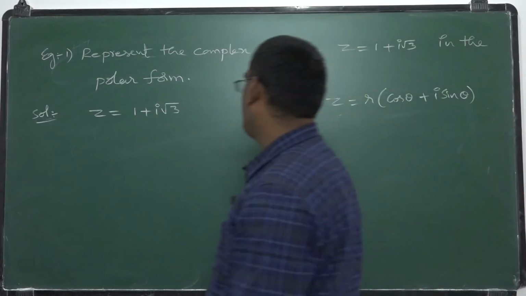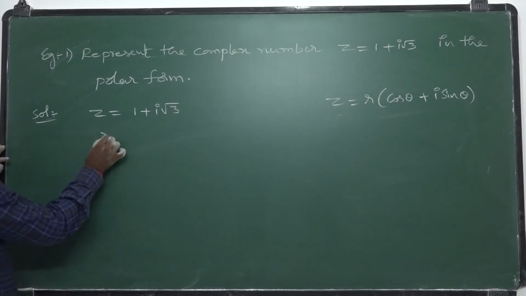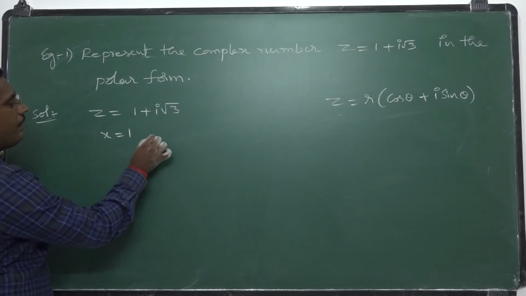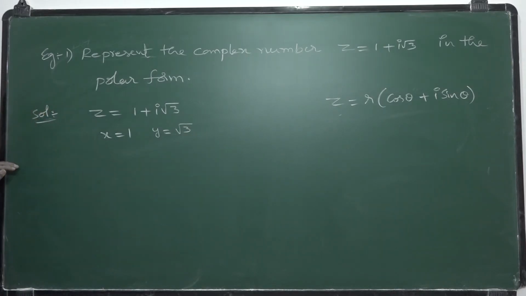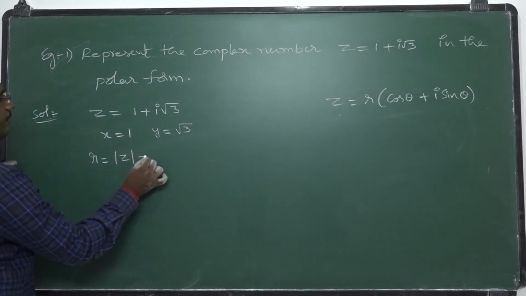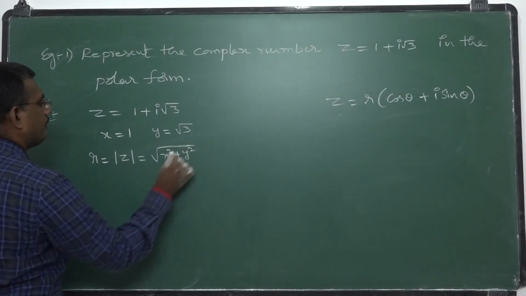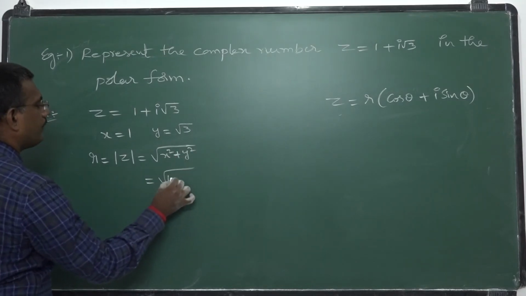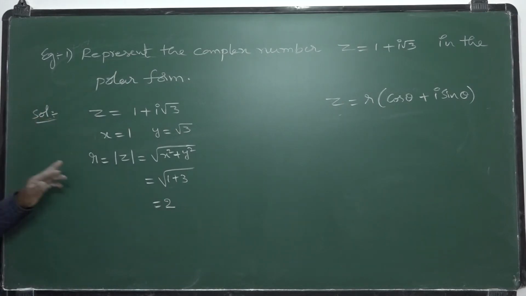First comparing the given complex number with x plus iy, therefore x equal to 1 and y equal to root 3. Next, r equal to modulus of z, that is root of x square plus y square, equal to root of 1 plus 3, root 4, is equal to 2. So r value is 2.